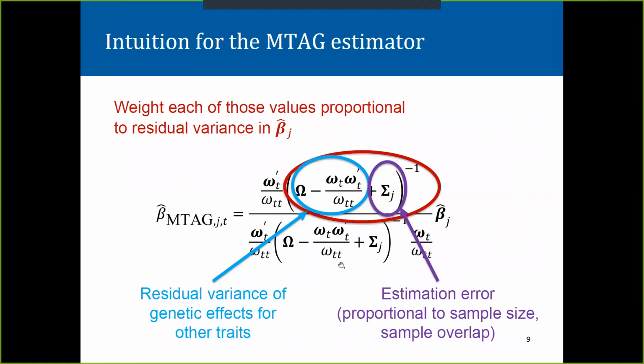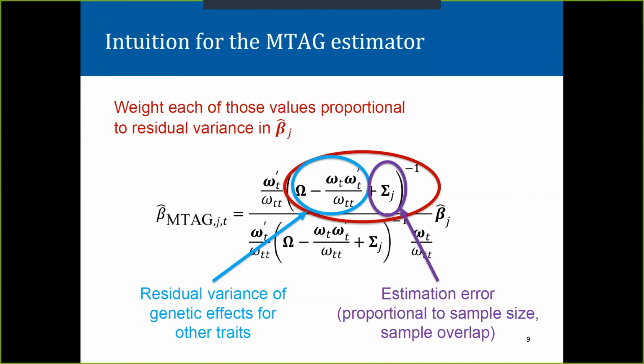And so let's say that you have a pair of traits that have a very low genetic correlation, you know, like maybe 0.1, 0.2. Well, there's perhaps some information in those effect sizes about the effect on trait T, but there's also just a lot of uninformative noise. And so this term here is capturing how much noise there is. And so if two traits have a low genetic correlation, this is going to downweight the weight assigned to that secondary trait.